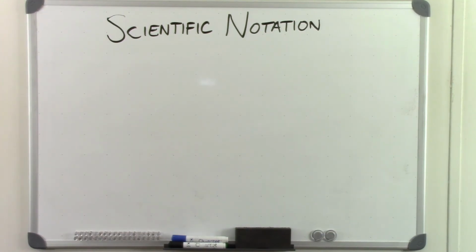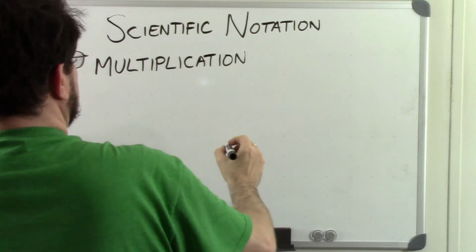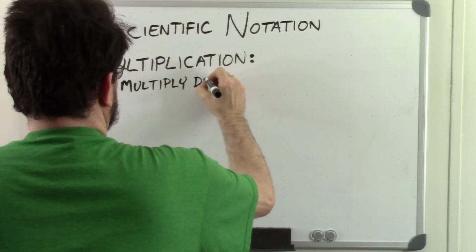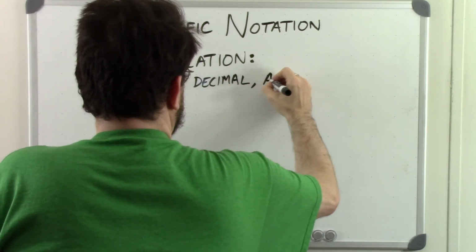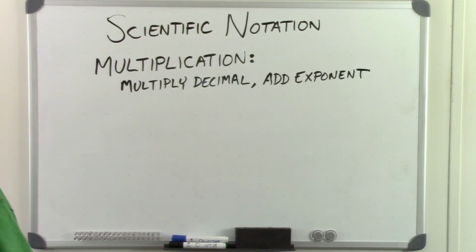Okay. Now that we know how to write numbers in scientific notation, how about adding, subtracting, multiplying, and dividing them? We'll start with multiplying since that's the easiest to do. To multiply numbers in scientific notation, we multiply the decimal parts normally, then add together the exponents.